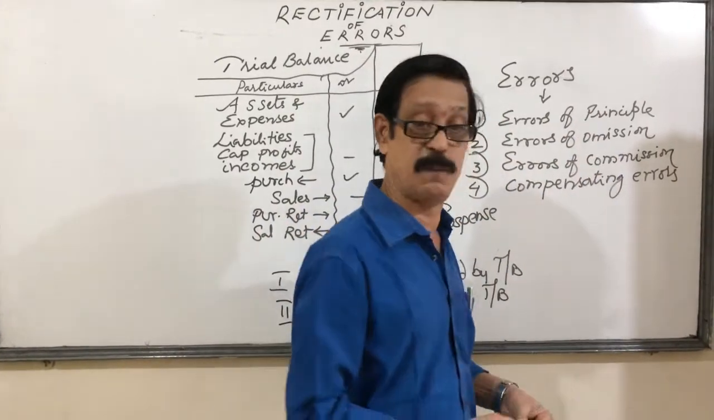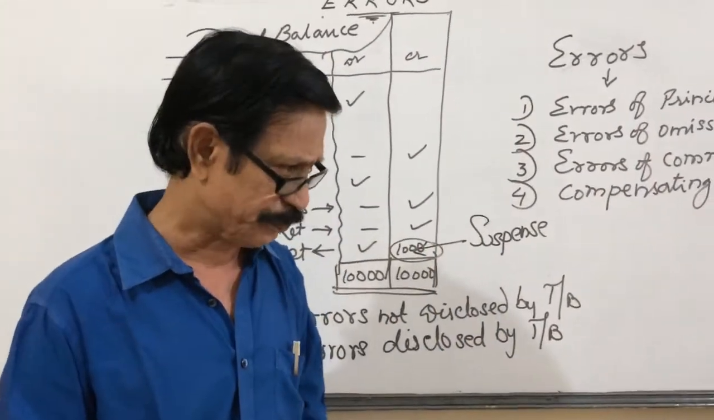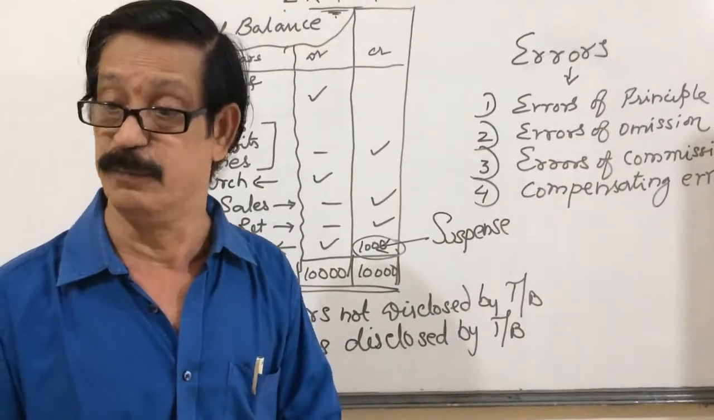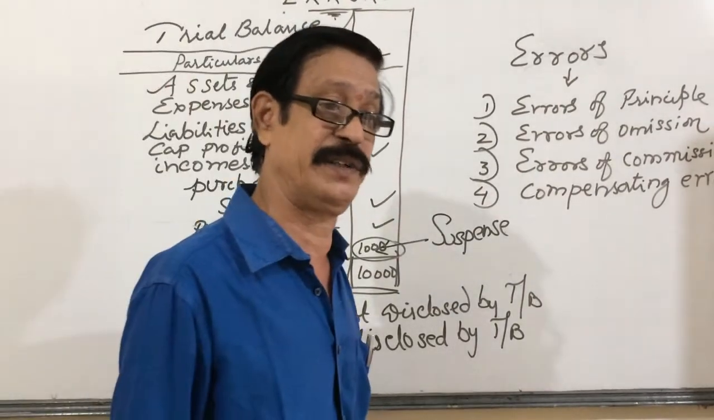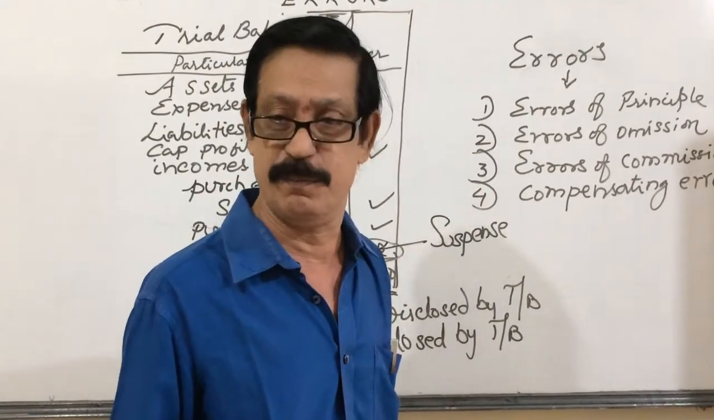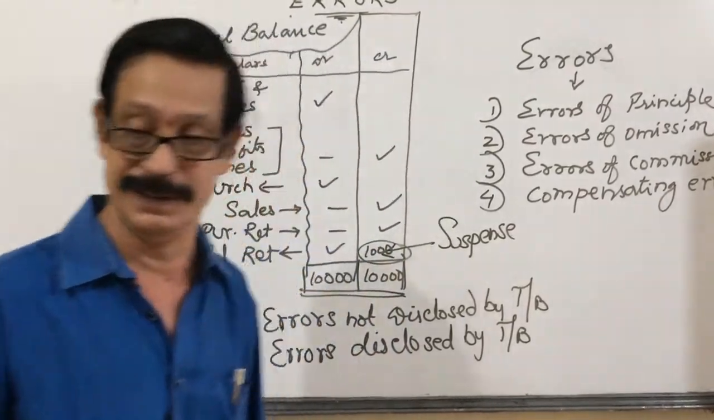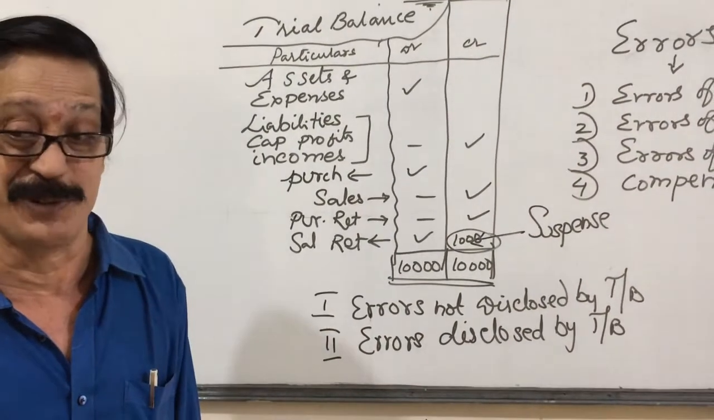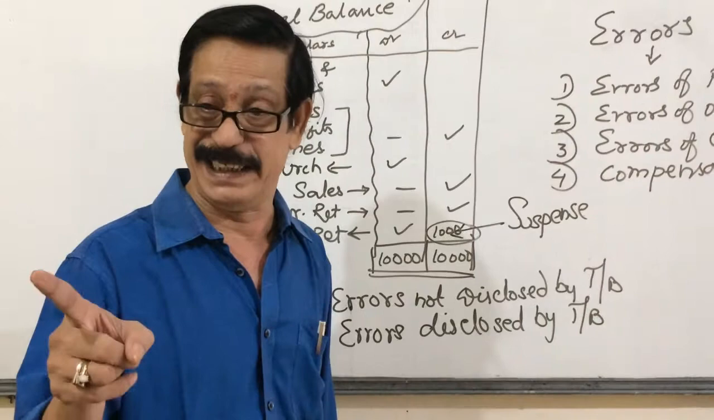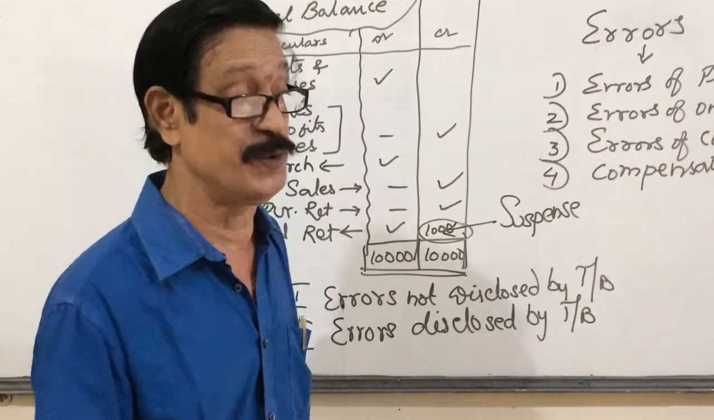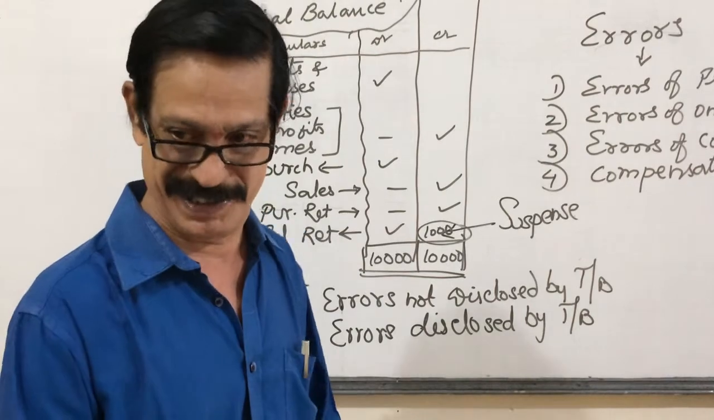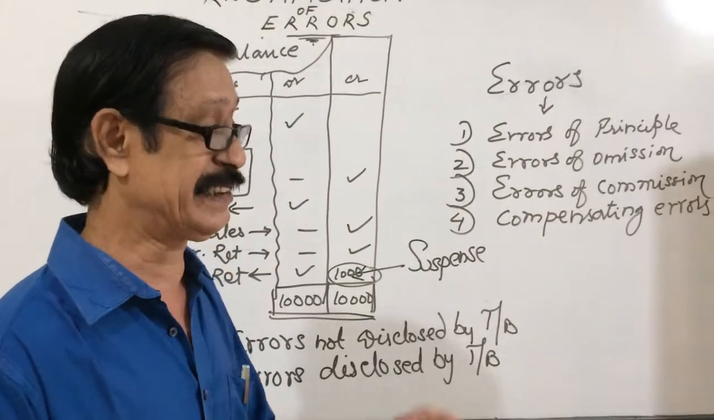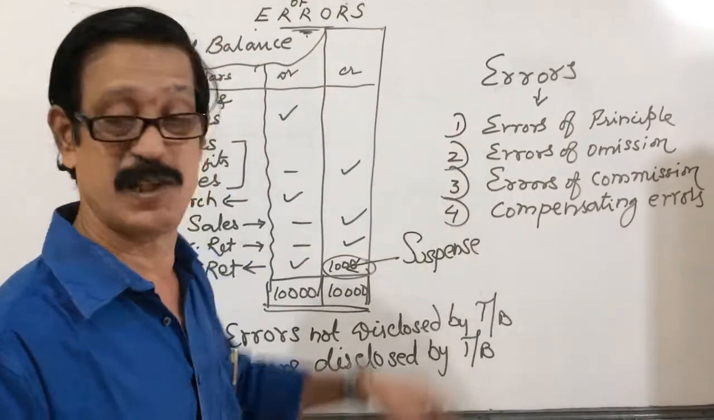Errors here, errors of principle. Suppose we purchased a machinery. Machinery is an asset. It is a capital item. It must be debited. Machinery account must be debited. But by mistake they debited to purchases account. You know, purchases is applicable only to the goods with which you are doing business. You can debit the purchases account when you purchased goods, not machinery. Suppose machinery purchased, machinery must be debited, not purchases. That type of errors are called errors of principle.